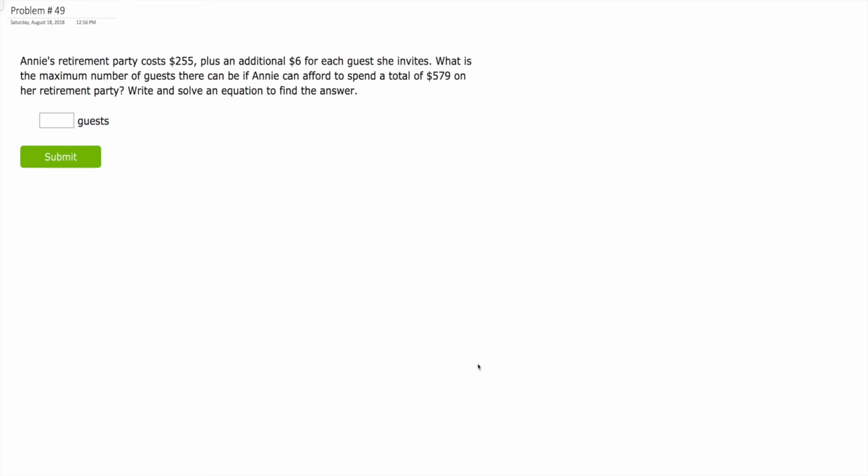Okay, are you there? All right, so can we forget about this number for a second at the end, this 579? Let's set up this equation. Let's set up an equation that represents this startup fee plus the additional for every guest.